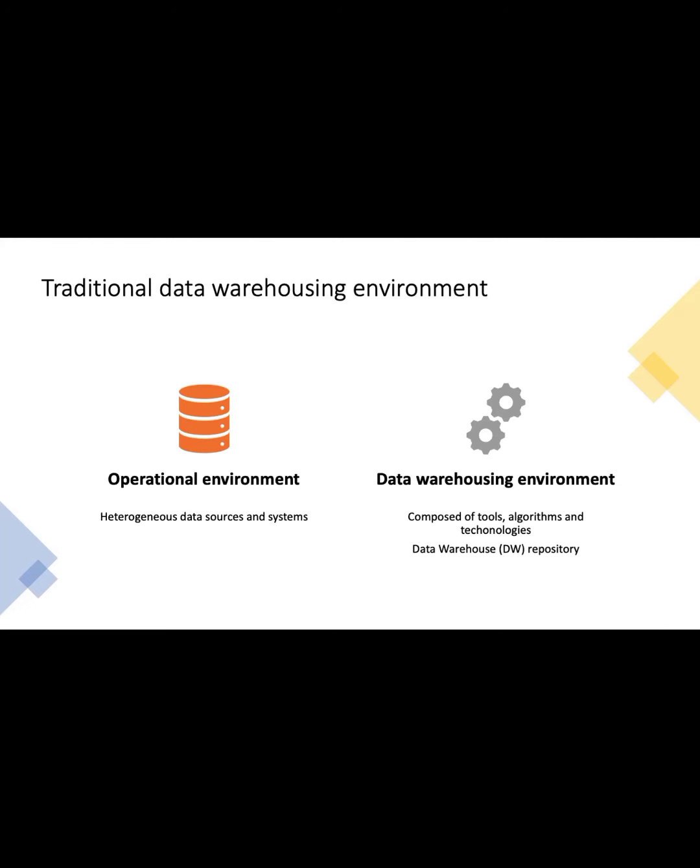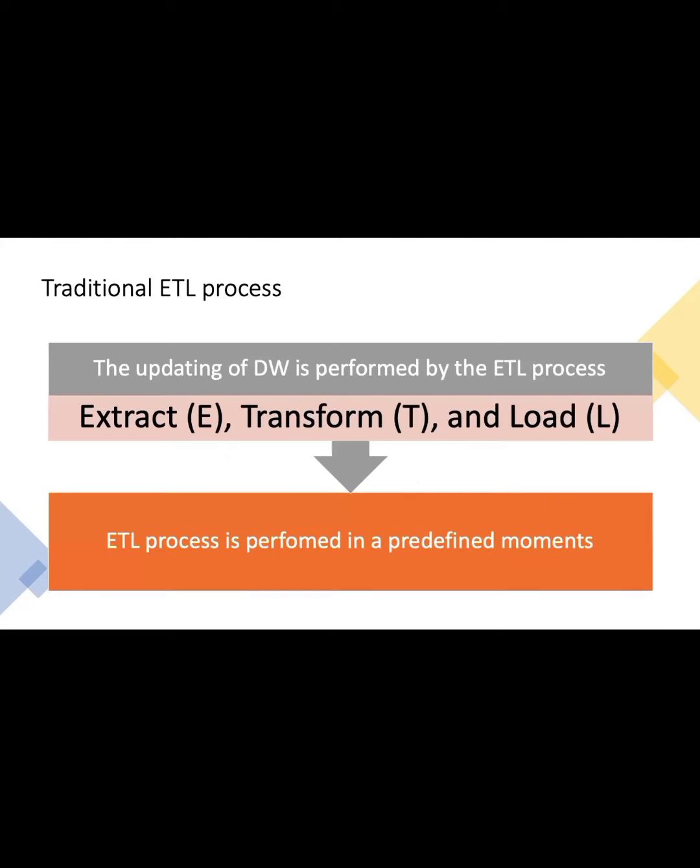These two environments need to be updated in a predefined moment. The DW repository needs to be updated, and this updating process is performed by the ETL process: extract, E, transform, T, and load, L. This process is characterized by extracting data from operational data sources, transforming this data into a homogeneous format, and loading this data into a DW repository.